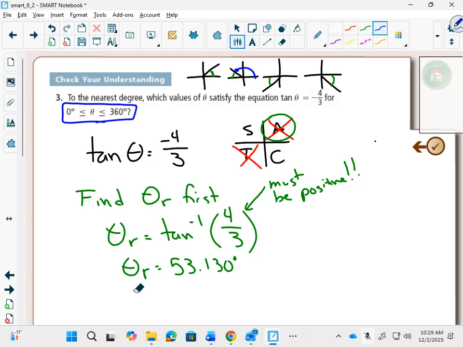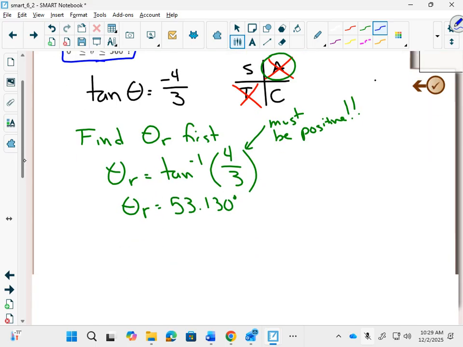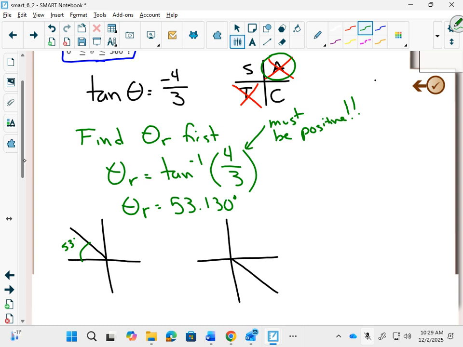Okay? Now, because we knew it was in quadrant 2 and quadrant 4, I'm going to draw the pictures right now so you can visualize it. Here's quadrant 2, here's quadrant 4. Here's my reference angle, this is 53. Is it to the nearest degree, this question? Yeah, okay. So I'm going to round that right away to 53 degrees.